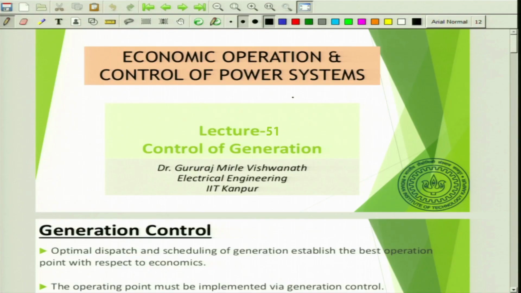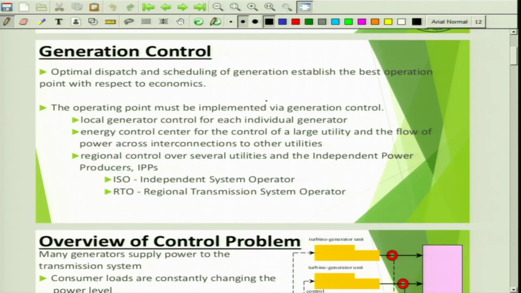Today's lecture will discuss control of generation. The optimal dispatch and scheduling of generation establish the best operation point with respect to economics, right? Based on economic load dispatch, we will get the best operation point which is economical, and OPF will also help us understand that ultimately whatever generation we are planning should also be economical, including the system constraints.